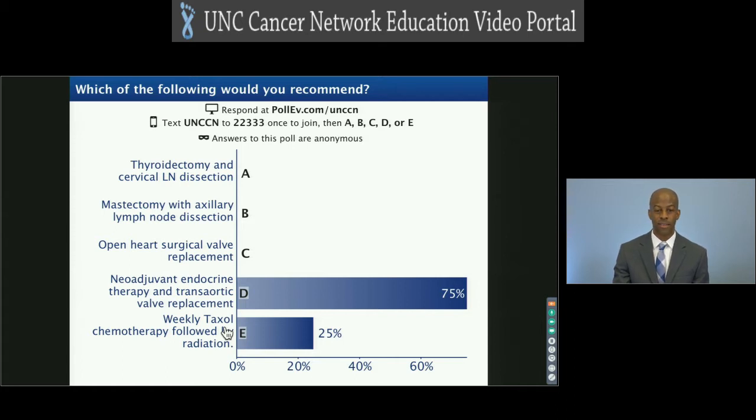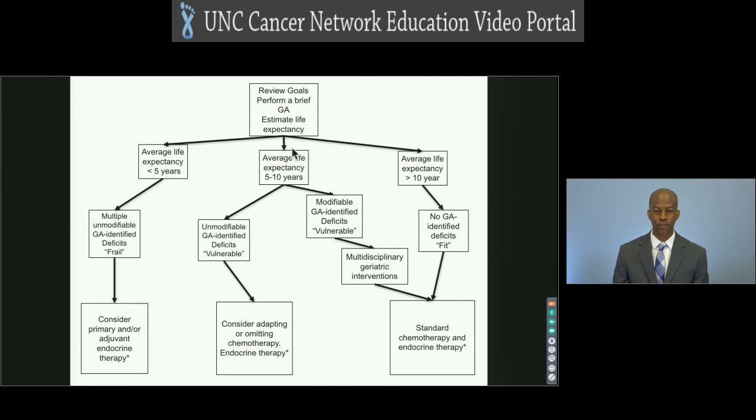So this is just the last slide here, to show kind of a general outline of how we think about these patients when they come to our clinic. The first thing we do is review the goals of care. We perform a brief geriatric assessment to help us estimate their life expectancy. If their life expectancy is low, the average life expectancy is less than 5 years, and they have multiple unmodifiable geriatric assessment deficits, in which case they would be considered frail.